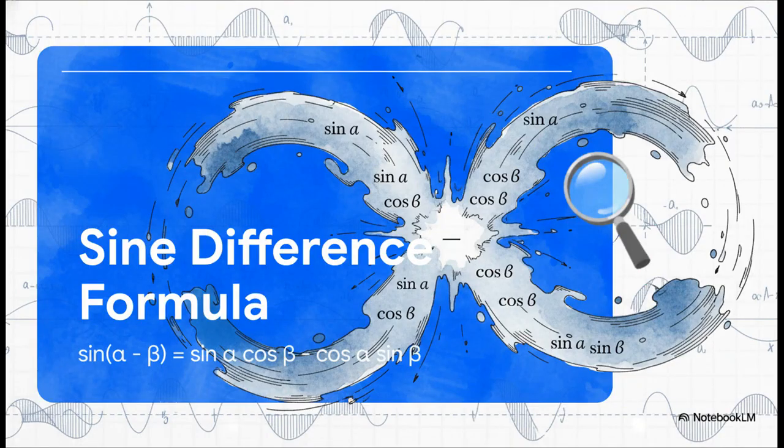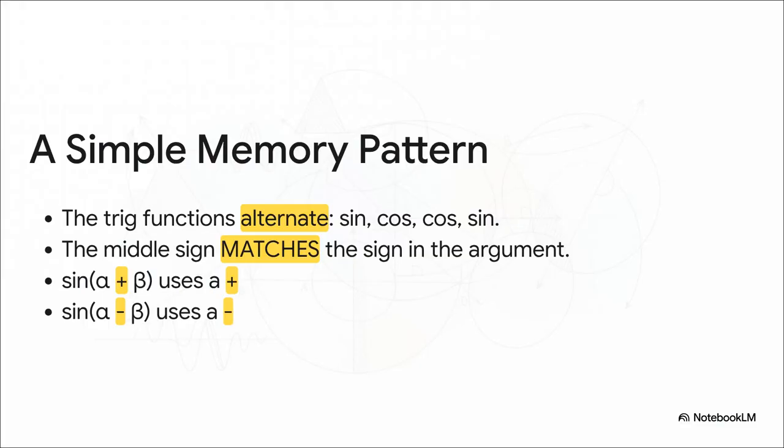And its partner in crime is, you guessed it, the sine difference formula. And just look at it, it's almost identical. The whole structure is exactly the same. The only thing that changes is that little sign in the middle. If you're subtracting the angles inside the parentheses, well, then you subtract in the formula. Easy peasy.